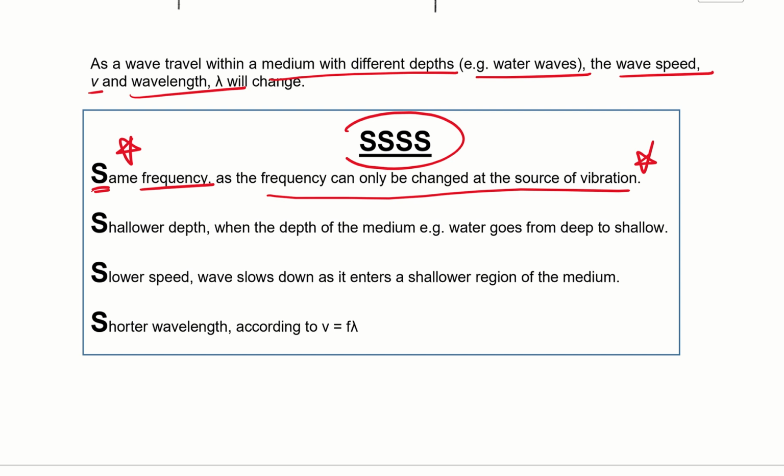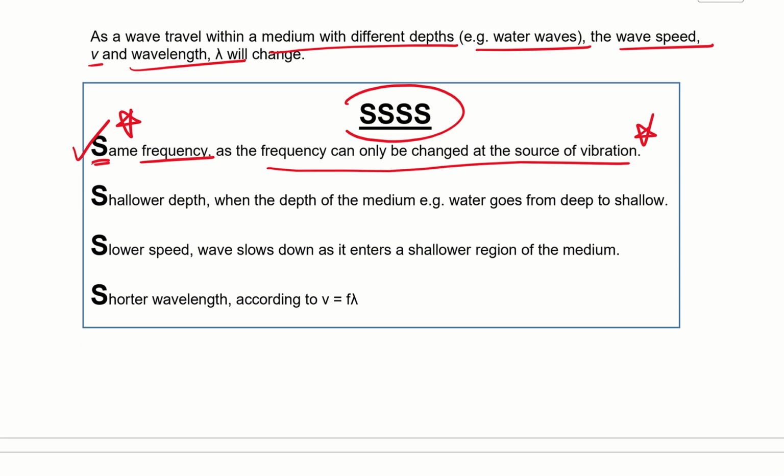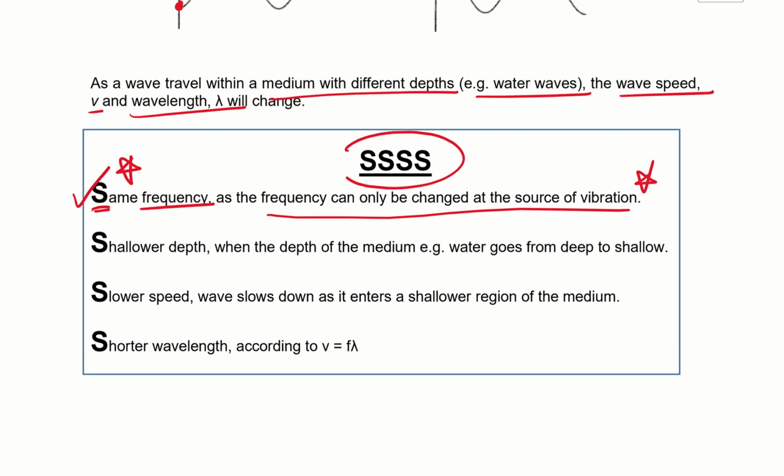So for example, if you're playing an instrument and you are the one playing, you are the one causing the disturbance. The frequency of the sound, of the wave that you produce, can only be changed by you. So this is what it means: same frequency. And let's look at the next S.